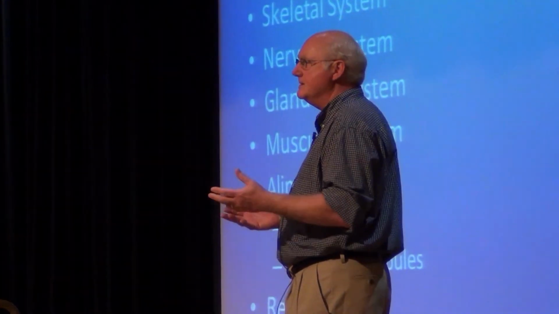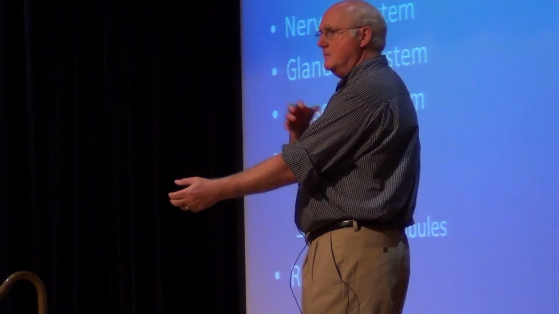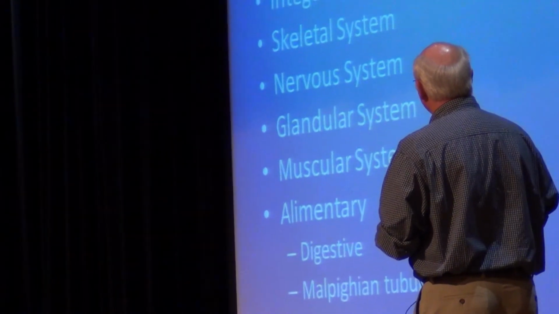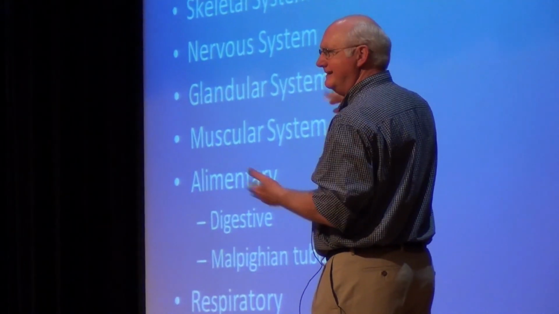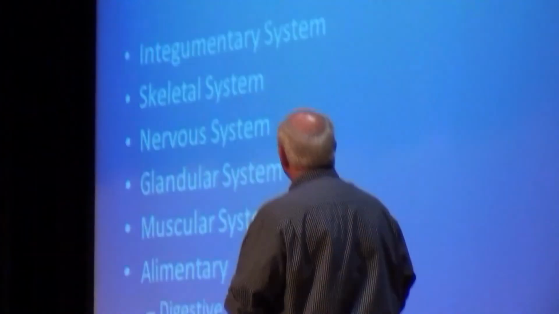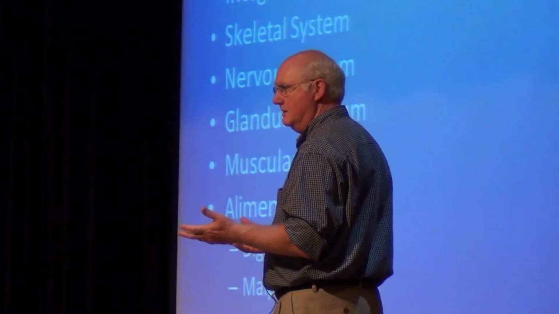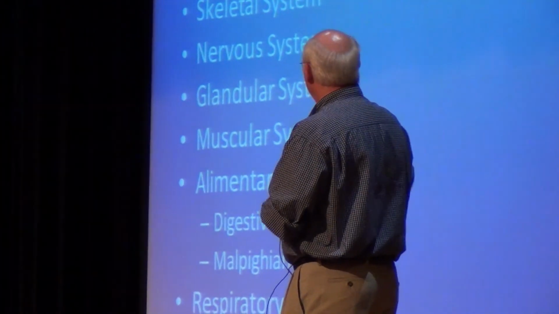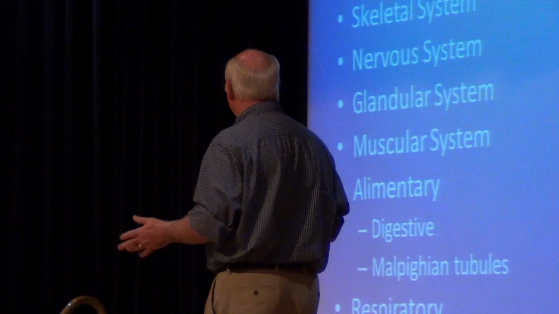They can move. The muscles are attached on the inside of the exoskeleton, unlike ours, where the muscles are attached on the outside of the endoskeleton. The alimentary canal includes the digestive tract, and that's pretty simple. It's a tube that runs through our body and absorbs nutrients. The Malpighian tubules are associated with that as well, because they also can produce urine. And then the respiratory system, we talked about that with the spiracles and the tracheae and so forth.